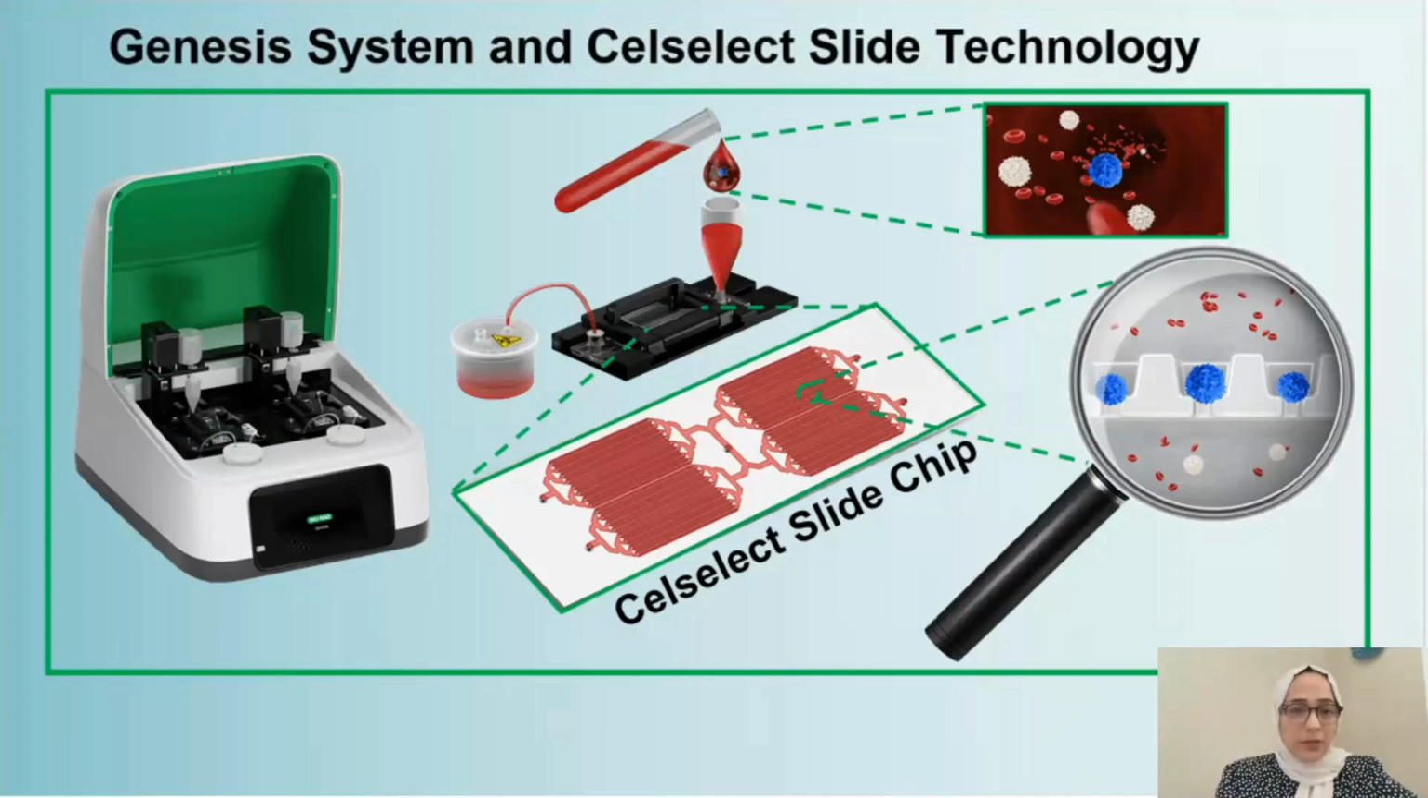I'm going to walk you through this graph. As you can see here on the left side, you can see the Genesis system, which is a benchmark system, and the blood sample can pass through the inlet area, going through the CellSelect slide chip, and then the unwanted cells can go to the waste jar. And as you can see here on the right, the cells of interest, the blue ones, can be captured inside the microchambers, while the other unwanted cells, like RBCs and white blood cells, can pass through the microchambers.